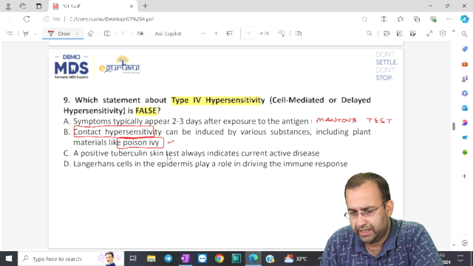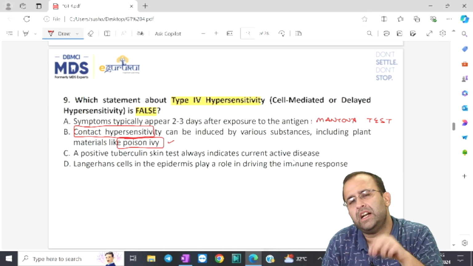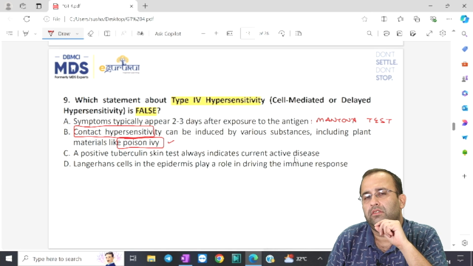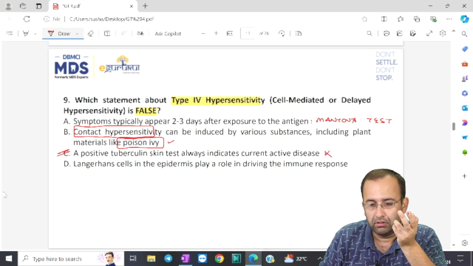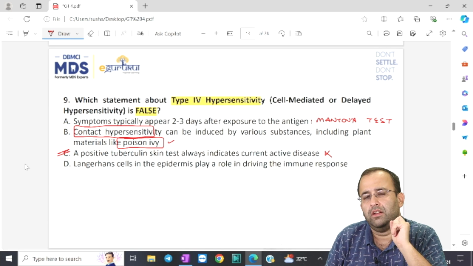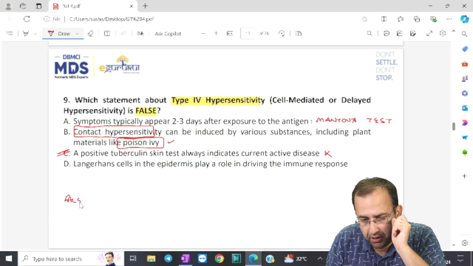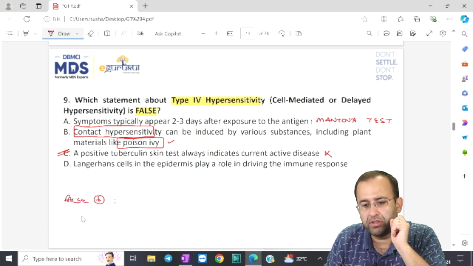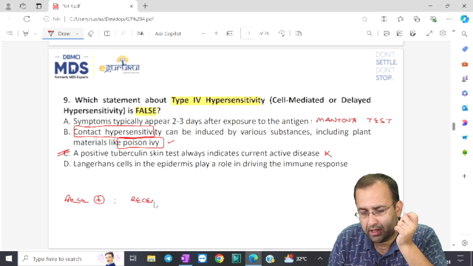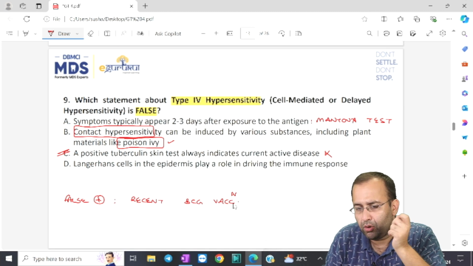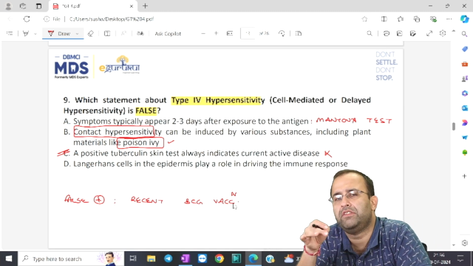Positive tuberculin test always indicates current active disease. No, not at all. This is absolutely false. We can have a false positive tuberculin test in case of recent BCG vaccination. So the statement that it always indicates current active disease is false.